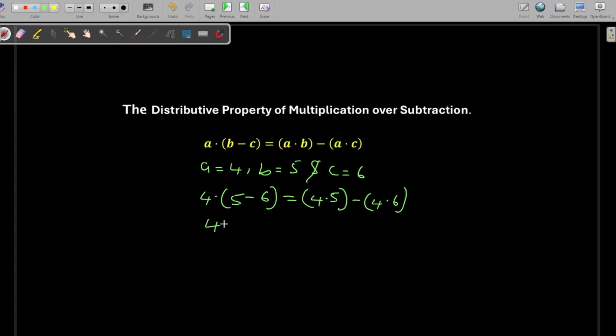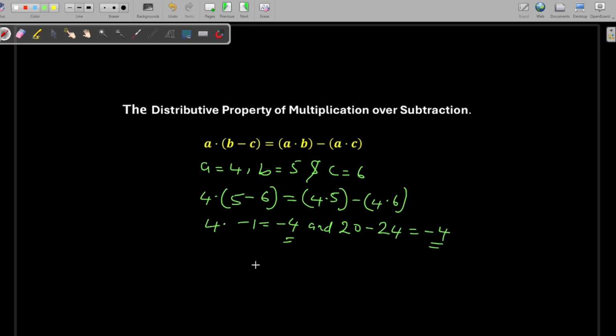So 5 minus 6 will give us minus 1, and 4 multiplied by minus 1 will give us minus 4. And 4 multiplied by 5 will give us 20, minus 4 multiplied by 6 will give us 24. So 20 minus 24 will also give us what? Minus 4. As you can see, we obtain the same result. So you can see that multiplication is distributive over subtraction from the left hand side.